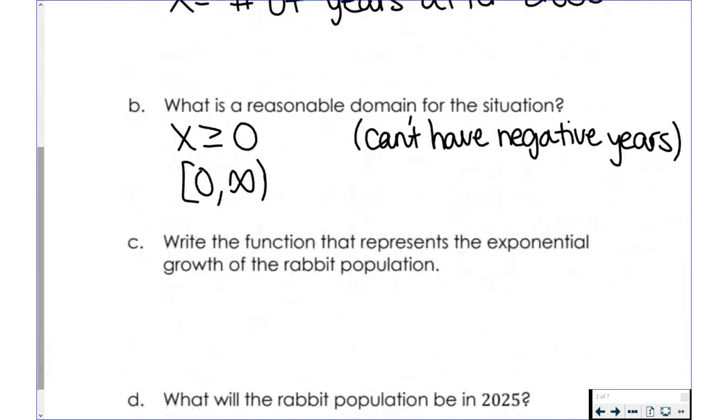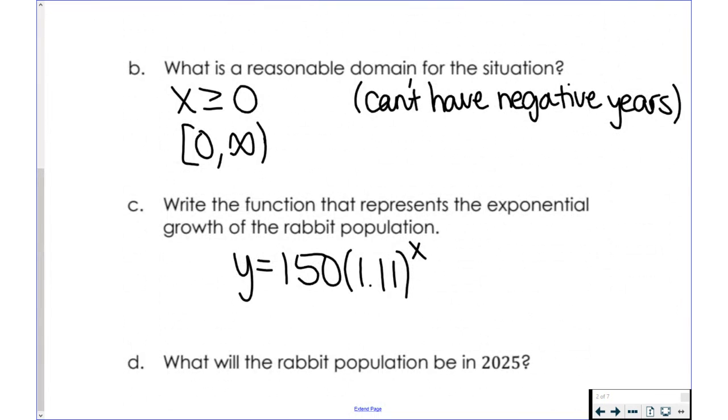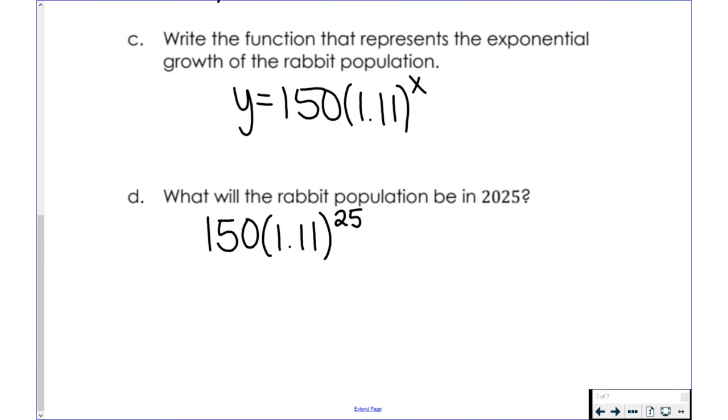So part C I already did at the beginning. The last part, what will be the rabbit population. I want to give you guys a chance to try that if you haven't already. You are plugging in 25. If you were to plug in 2025, you're saying that it has been growing for 2025 years. But we don't want that. It's only been 25 years since 2000. So what you're going to do is the exponent first, 1.11 to the 25. Then you multiply. Make sure you write a whole number.